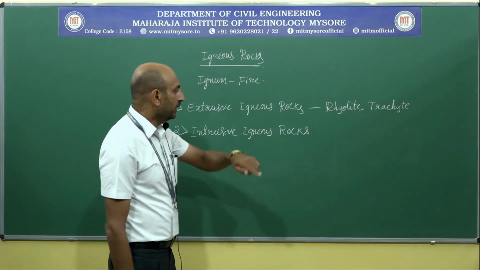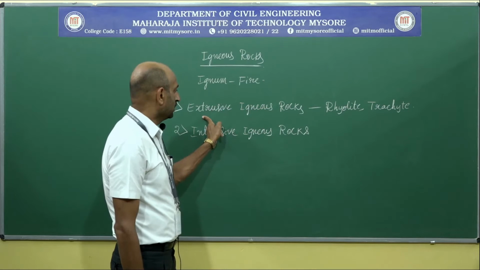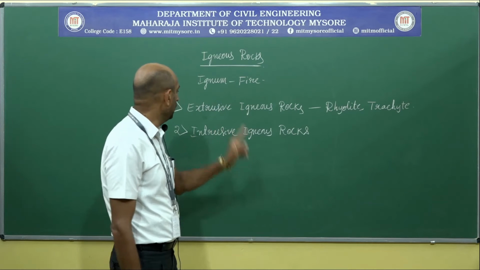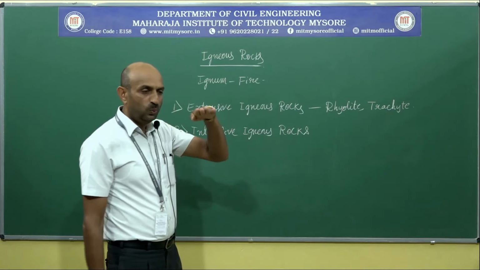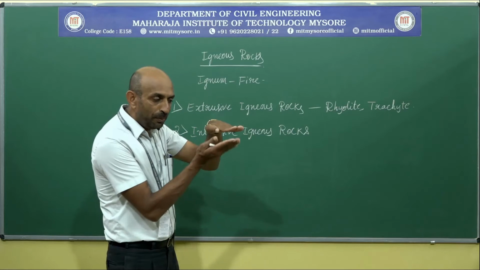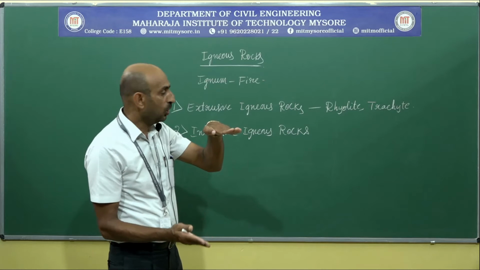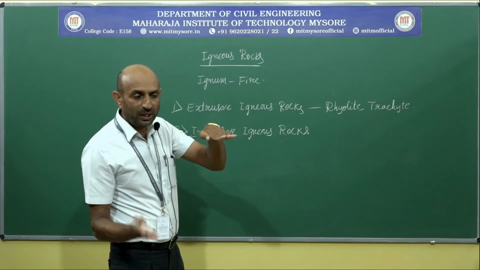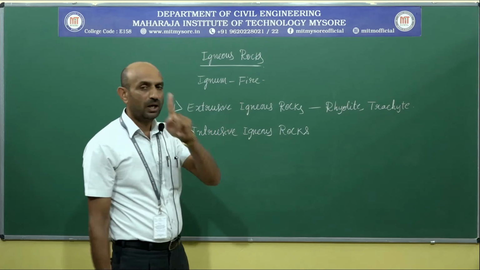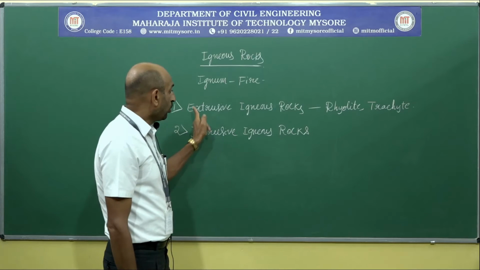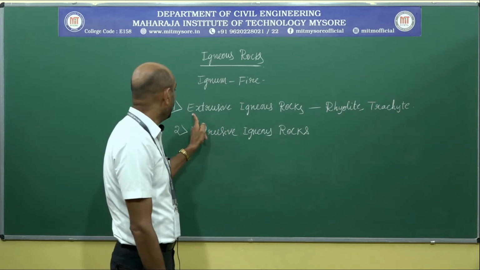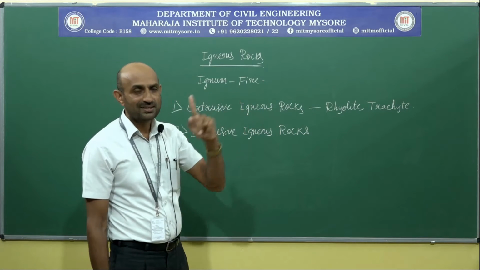When the magma erupts onto the surface of the earth through a single vent or a number of fissures, it is called extrusive igneous rocks. When the hot molten rock material is present beneath the surface of the earth, it is called magma. When it erupts onto the surface of the earth, it is called lava. When rocks are formed from the eruption of lava, they are called extrusive igneous rocks.